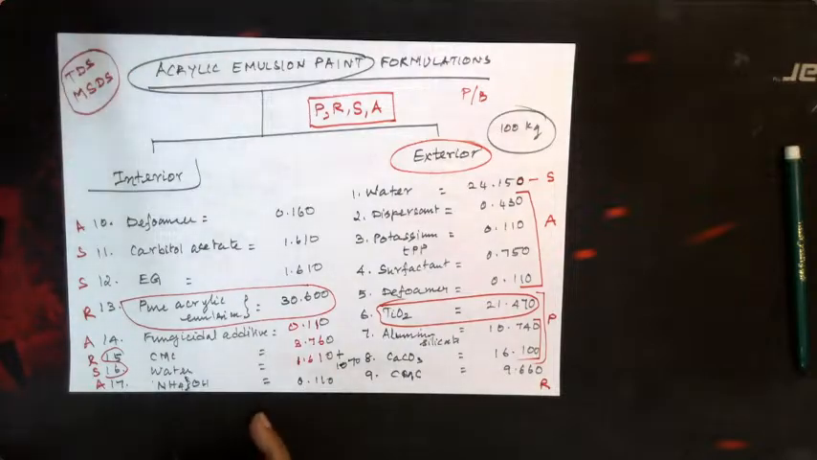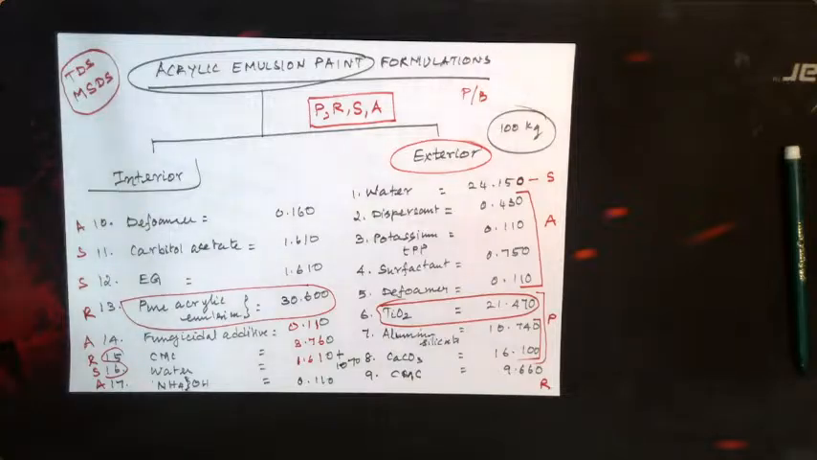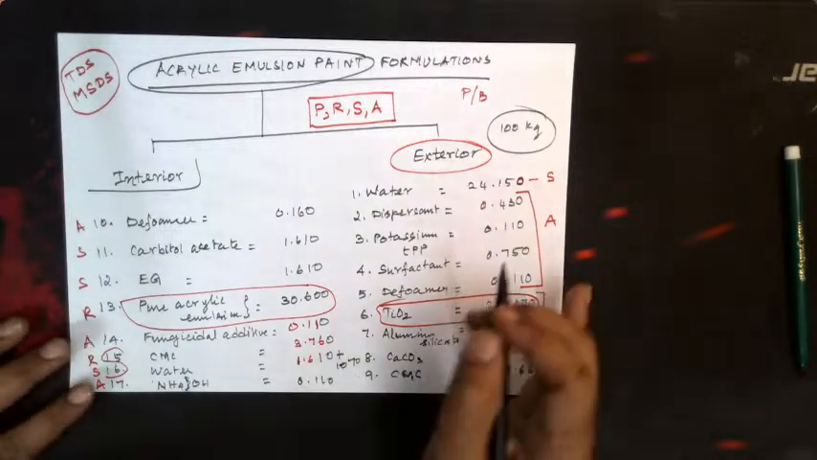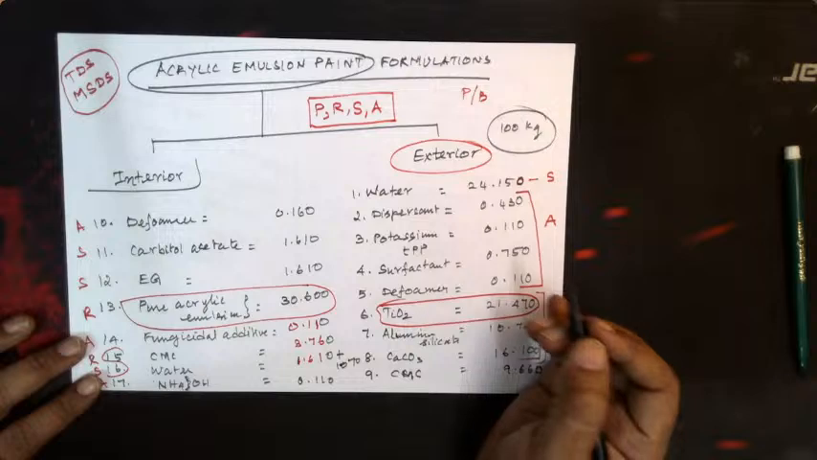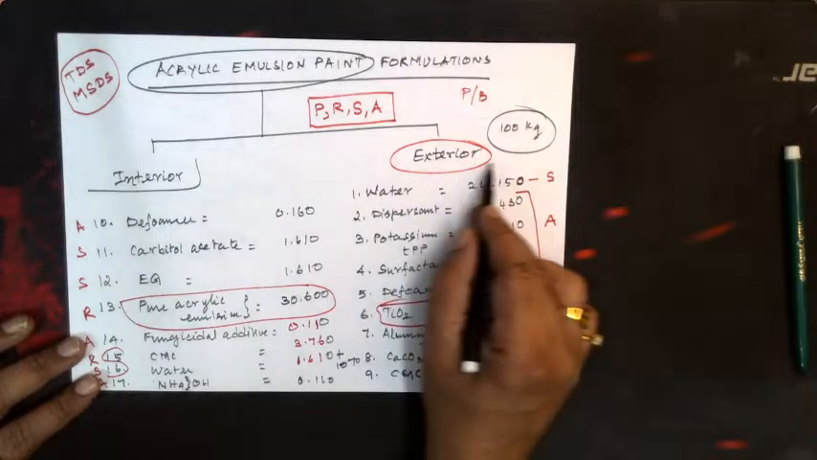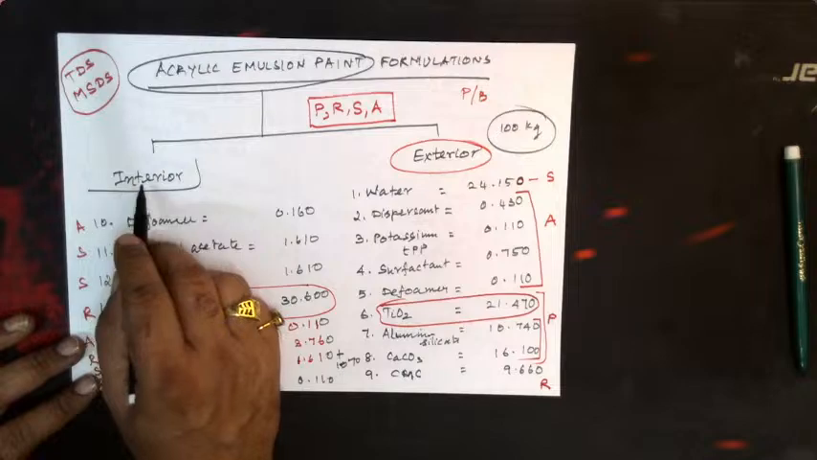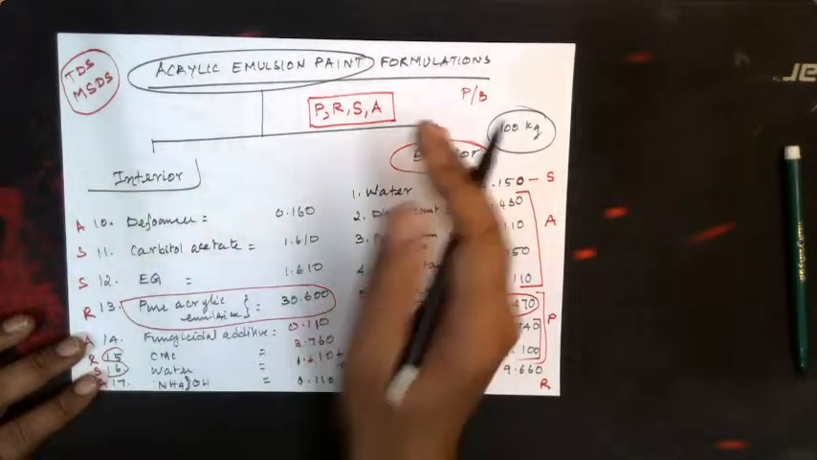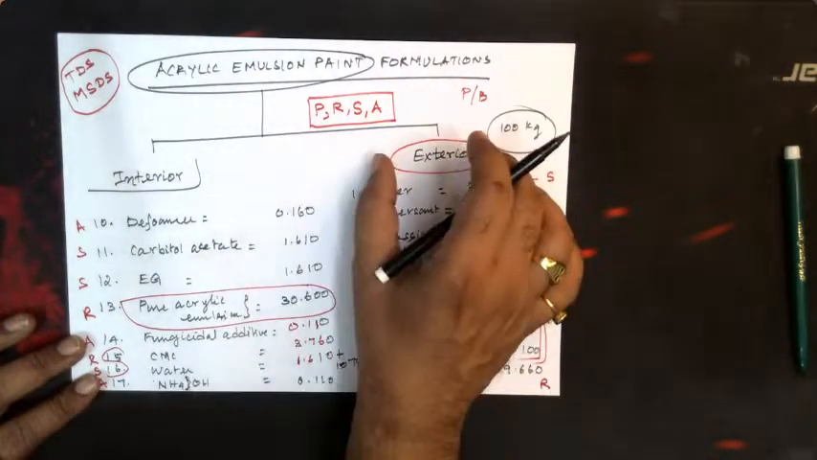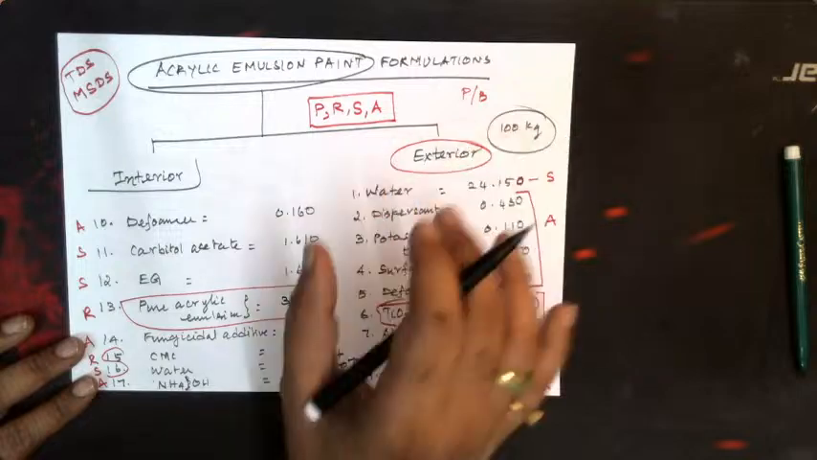Now, as far as acrylic emulsion paint is concerned, we have got two types. One is applied on the exterior surface, another is applied on the interior surface. So the emulsion paints which are applied on exterior surfaces like wall, compound, etc. are called exterior emulsion paints. The other one is interior emulsion paint. Let me focus more on the exterior emulsion paint to start with.